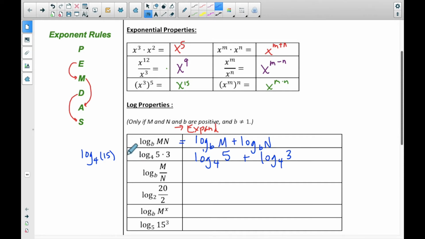Let me show you on your calculator how to do it. I'm going to do a couple things. I'm going to do this one, log base 4 of 15. I'm going to do log base 4 of 5 times 3. And I'm going to do log base 4 of 5 plus log base 4 of 3.